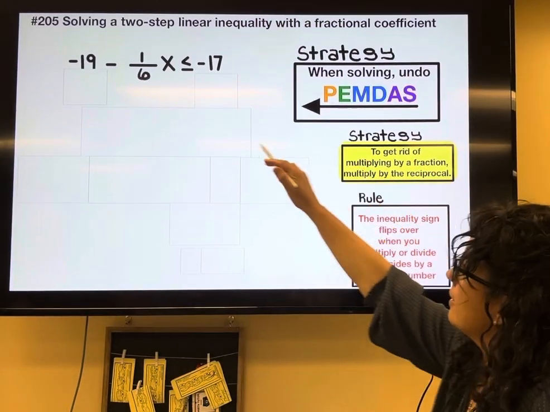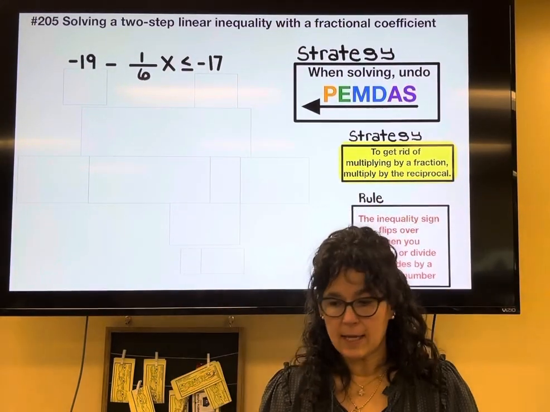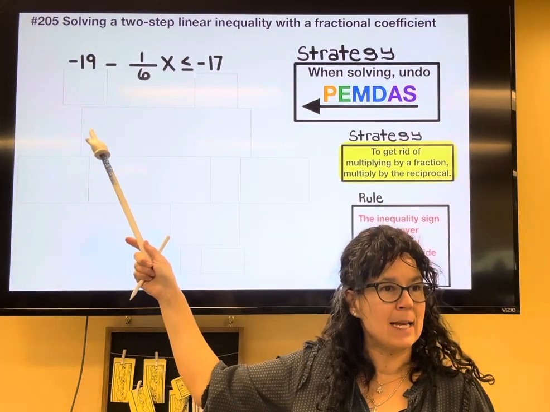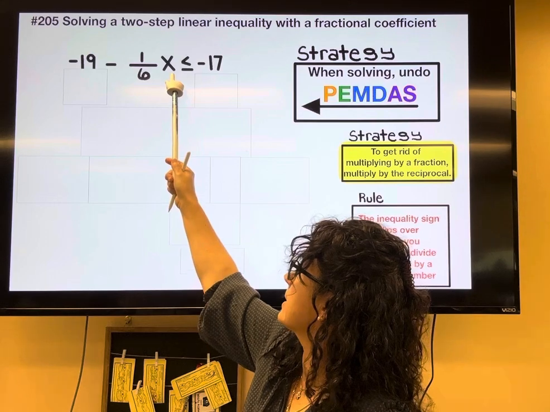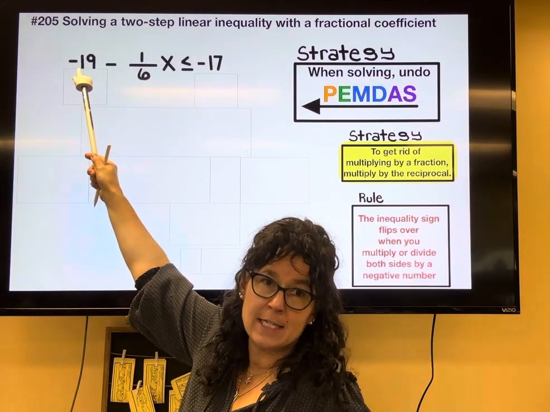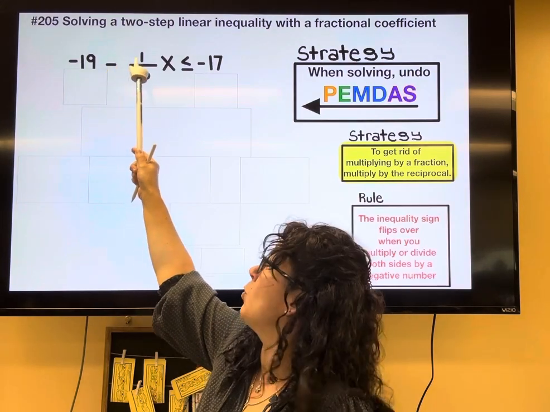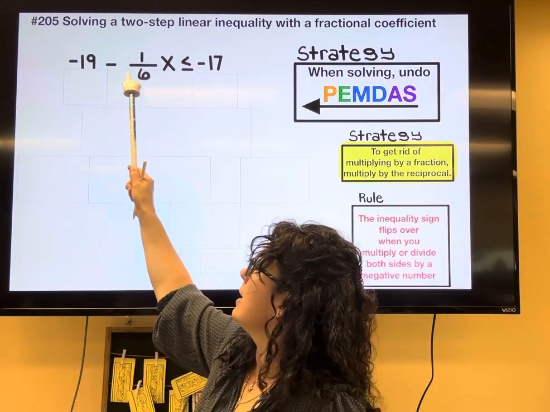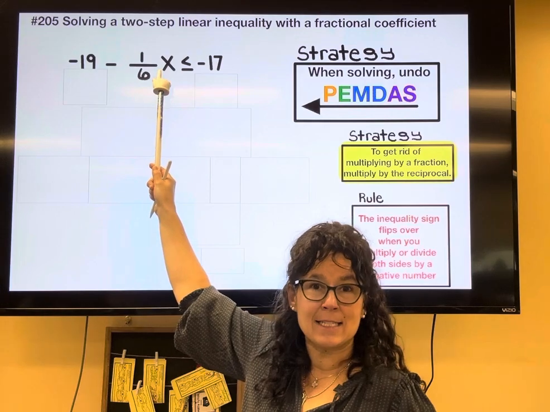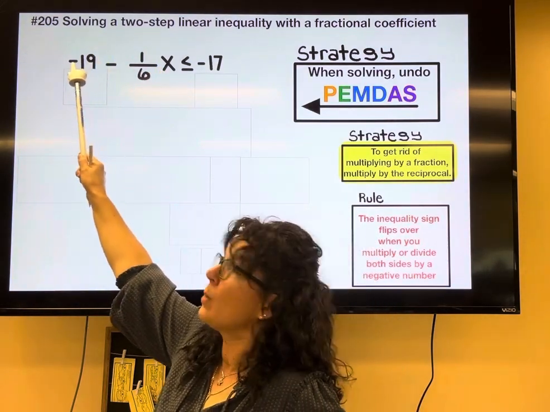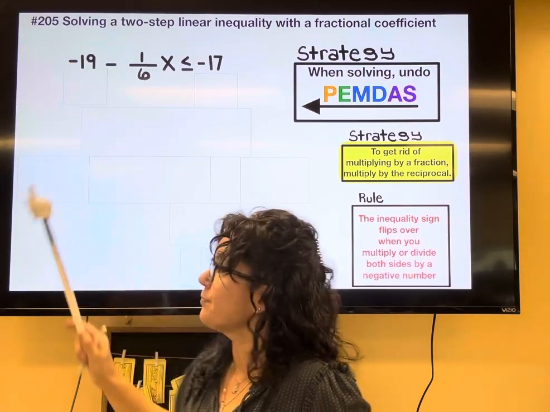To solve this inequality, we want to get the x by itself. So if we look to see what's on the same side of the inequality as the x, notice I have a negative 19 on the left-hand side, and I also have a negative 1/6. The negative 1/6 is right next to the x, so that's multiplication. And then we have minus 19.